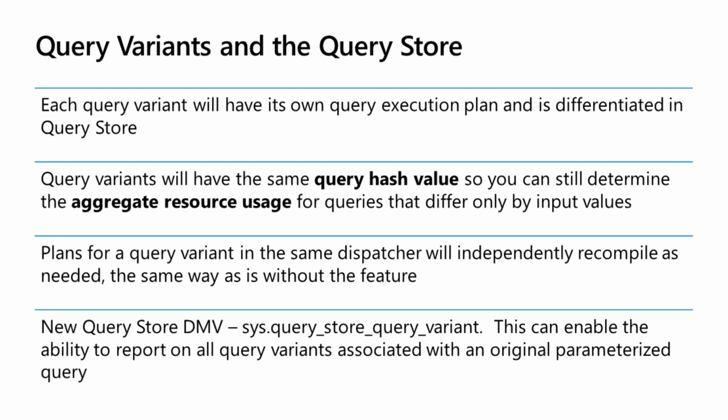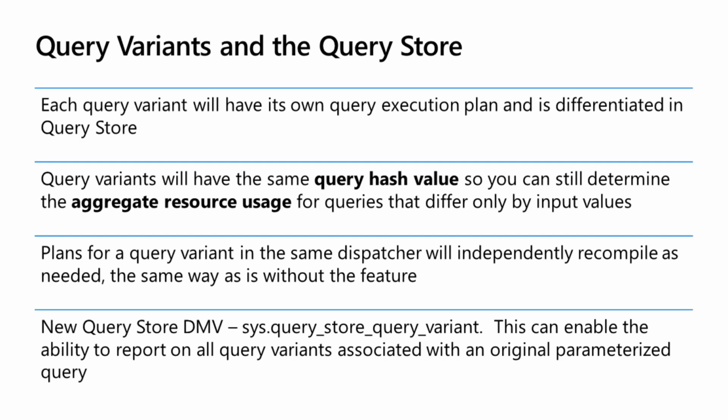So all the query variants will aggregate to the same query hash value, even though we do inject that option plan per value. The query hash does show up the same inside of Query Store. You will also see the additional hint, but that is not part of the query hash calculation. The query plans for a query variant from the same dispatcher can be recompiled independently of the dispatcher. Right? So again, they're just like normal plans. They're subject to the normal recompilation rules.